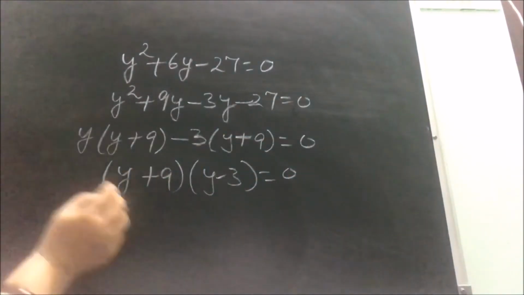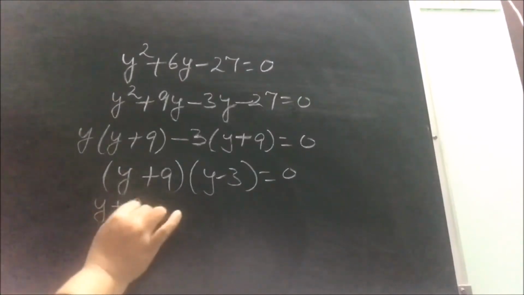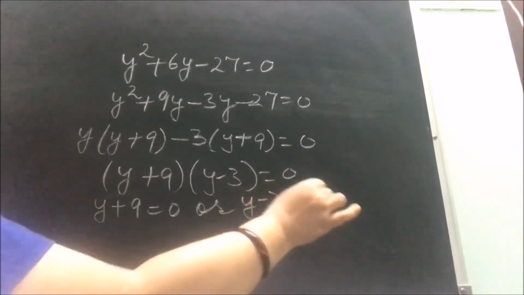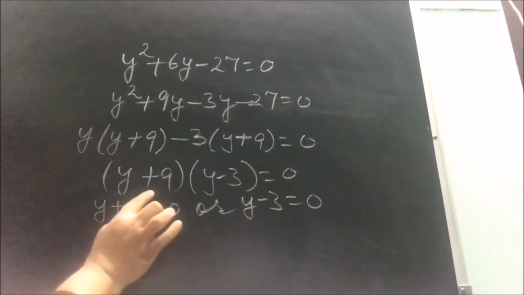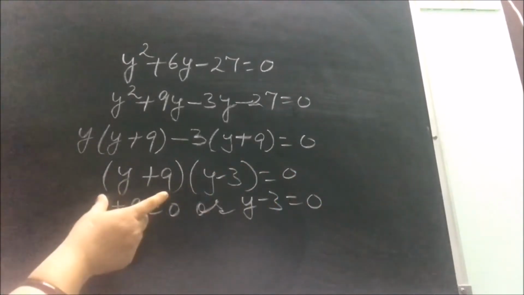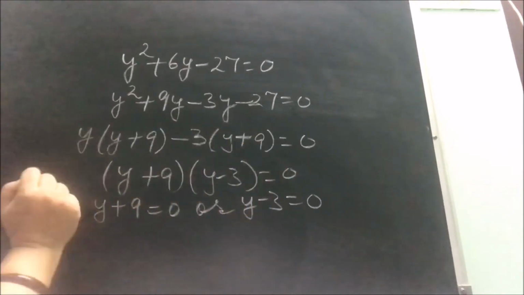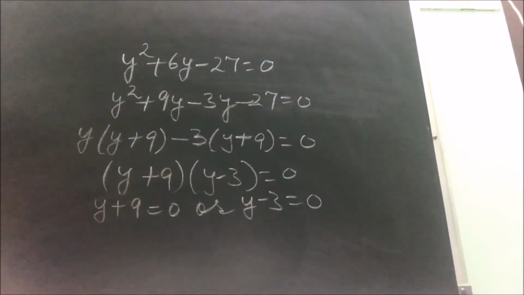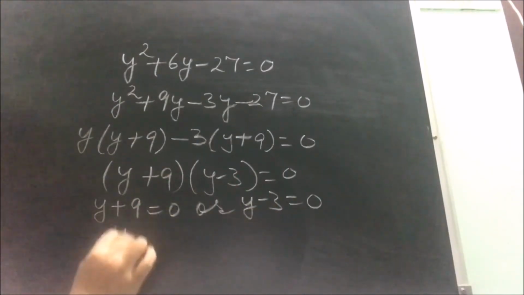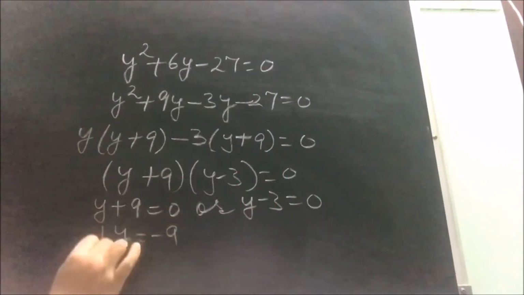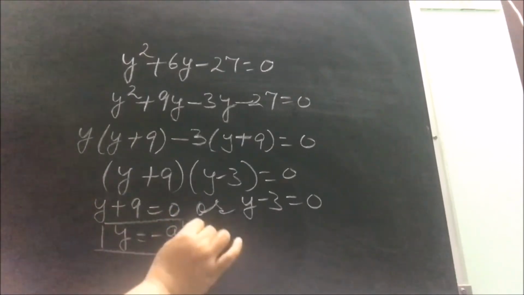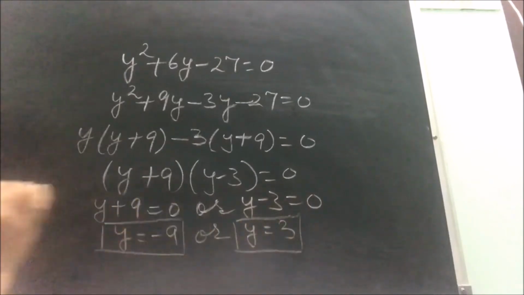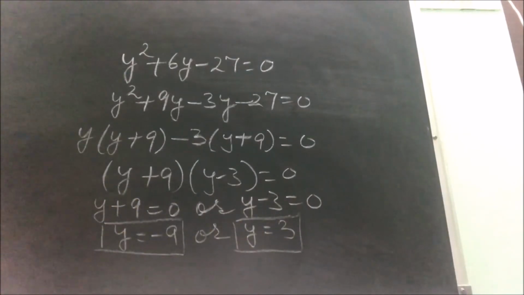The product of these two brackets is 0. That means either this bracket is 0, or the second bracket is 0. Right? Because if the product of two brackets is 0, then either this is 0, so 0 multiplied by this bracket is 0, or this is 0, then this bracket multiplied by 0 is again 0. So these two cases arise. From here we have y is minus 9 and here we have y is 3. So the values of y will be 3 and minus 9.